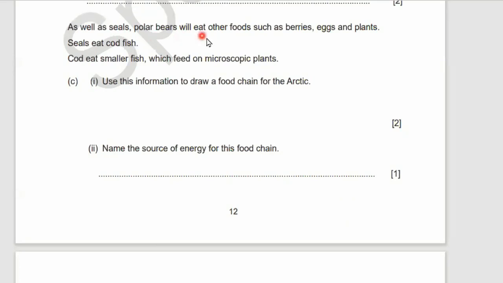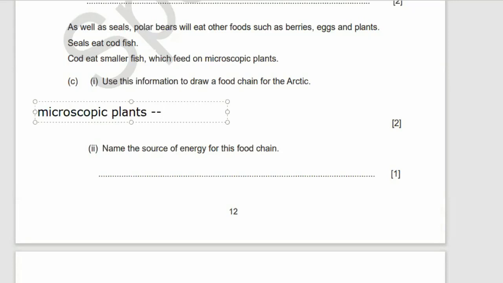As well as seals, polar bears will eat other foods such as berries, eggs, plants. Seals eat codfish. Cod eat smaller fish, which feed on microscopic plants. Use this information to draw a food chain for the Arctic. So what we need to do here is identify the producer. We've got microscopic plants, so we can start over here with microscopic plants.